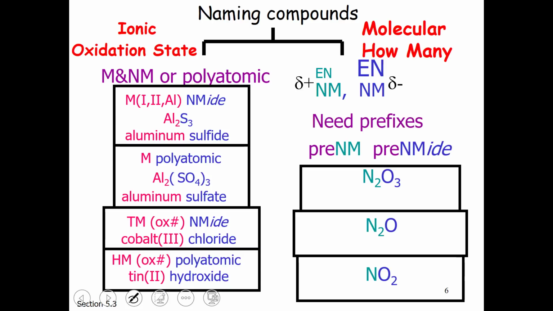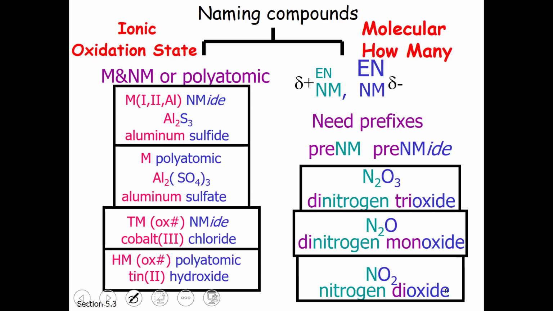The first one, which is N2O3, we're going to use prefixes with. So we will say that is dinitrogen trioxide. The second one would be dinitrogen monoxide. The third one would be nitrogen dioxide. One does not use the mono prefix when there is only one of the first element. But notice we did use it for N2O because there was one of the second element.